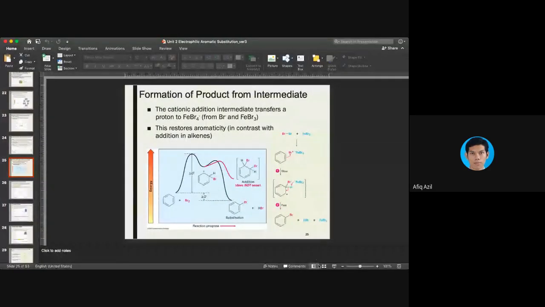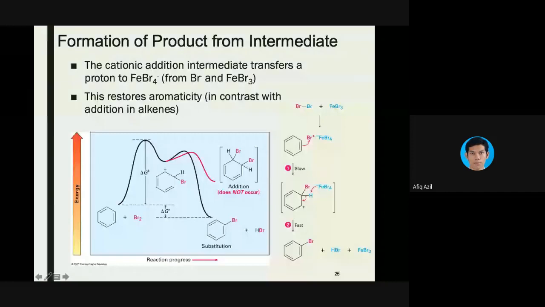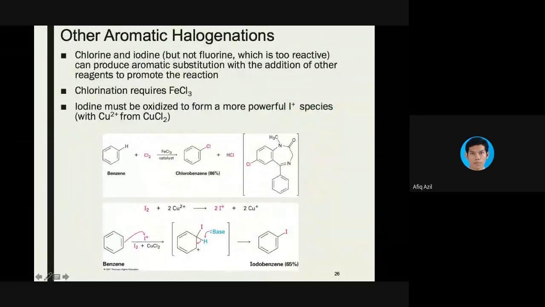Okay, this one is the formation of the intermediate, already done. So what you have to remember is the reaction condition and the reagent of each reaction particularly. So for halogenation, there are 3. If you want to do a bromination reaction, you must have Br2 and also iron bromide. And if you want to do chlorination, you must have Cl2 with iron chloride as catalyst.